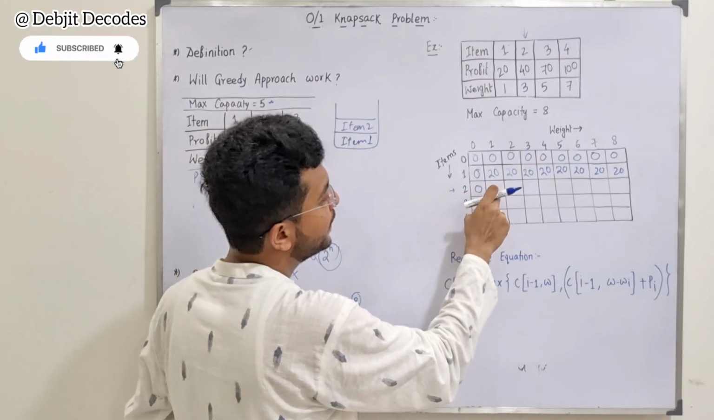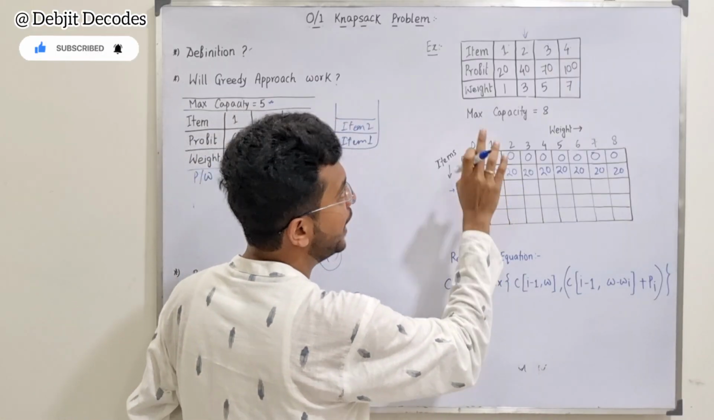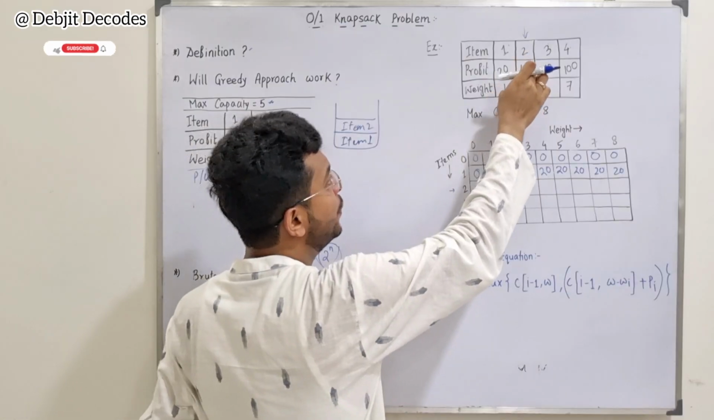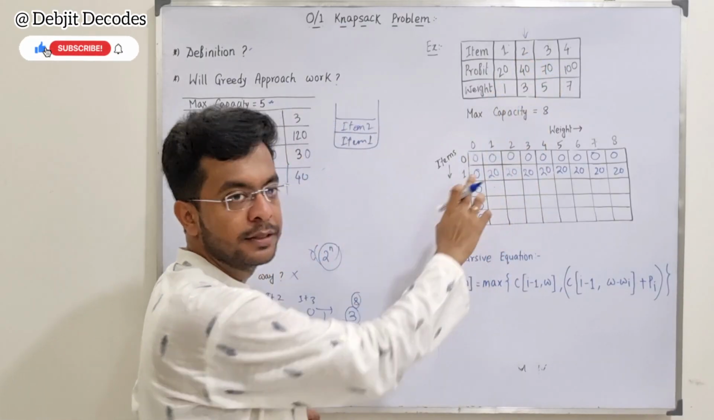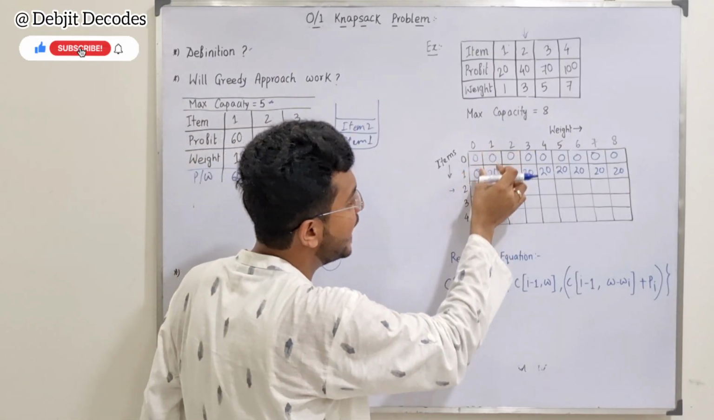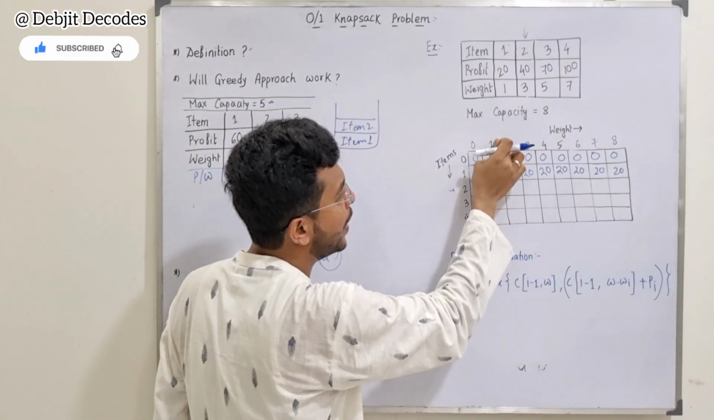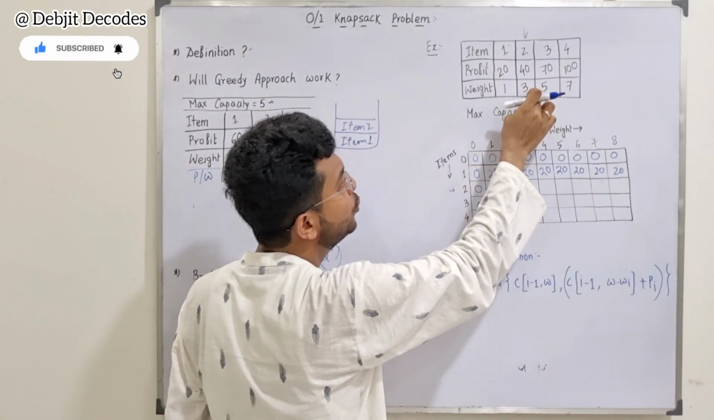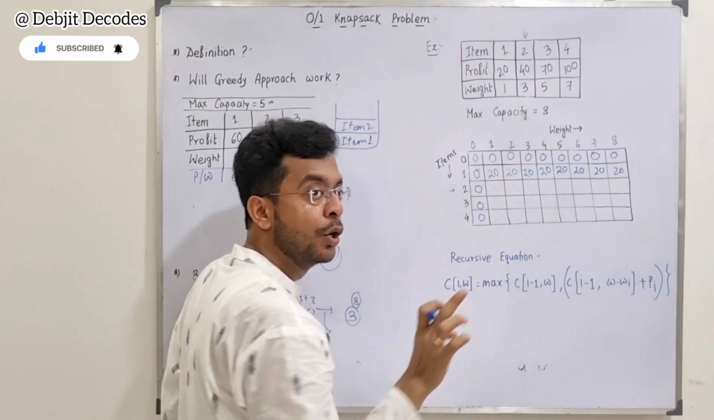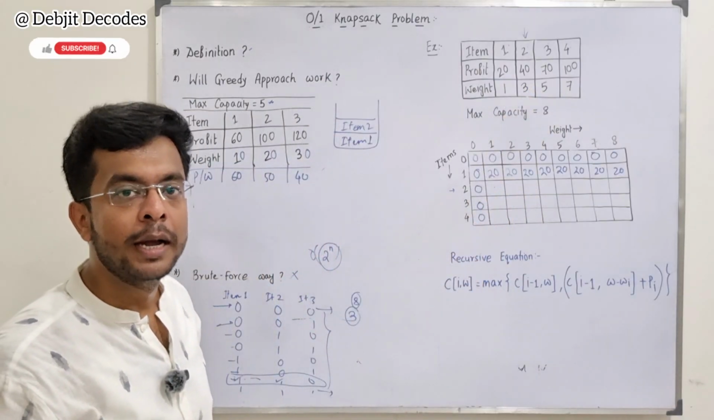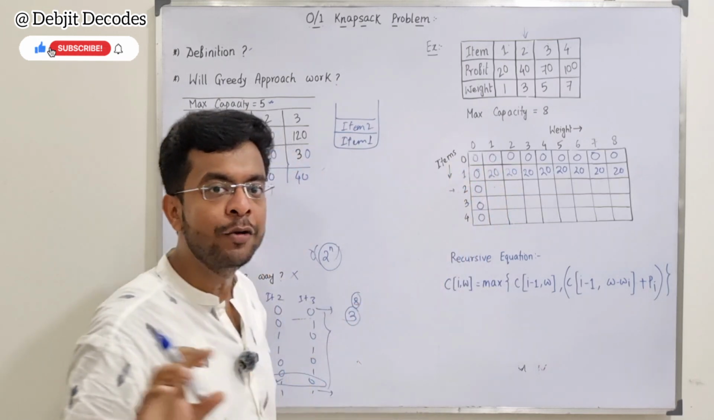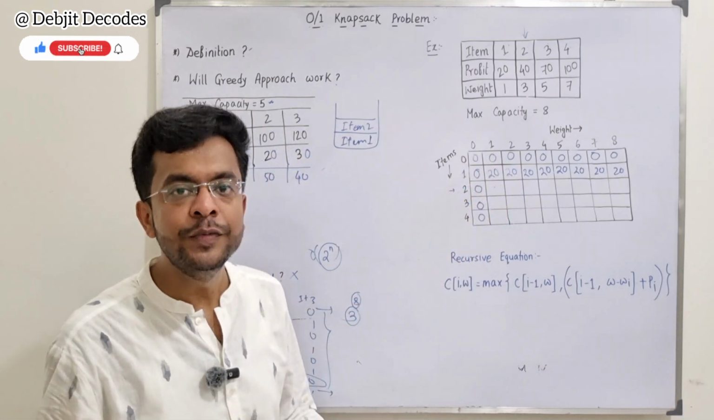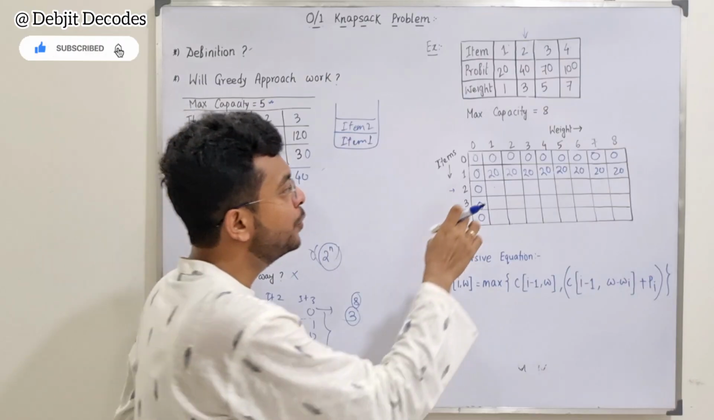What I am saying is, try to understand: whenever you are trying to fit item 2, can item 2 sit here? The max capacity of the bag is 1, but the weight of item 2 is 3. So can it sit here? The answer is no. But there is already one thing sitting here. Can we remove that, or should we remove that? The answer is no.